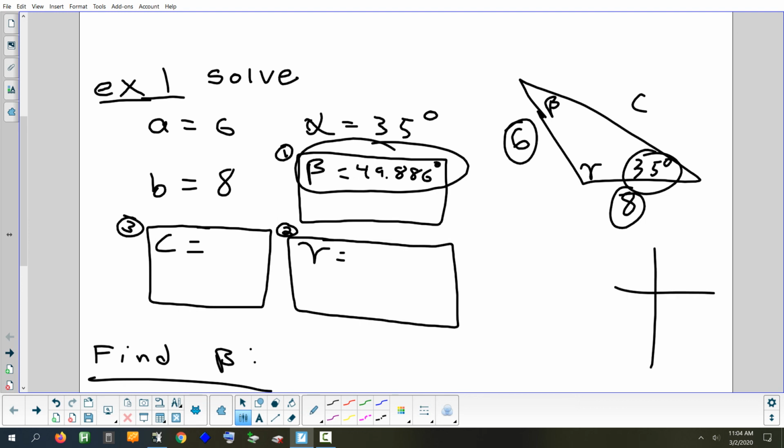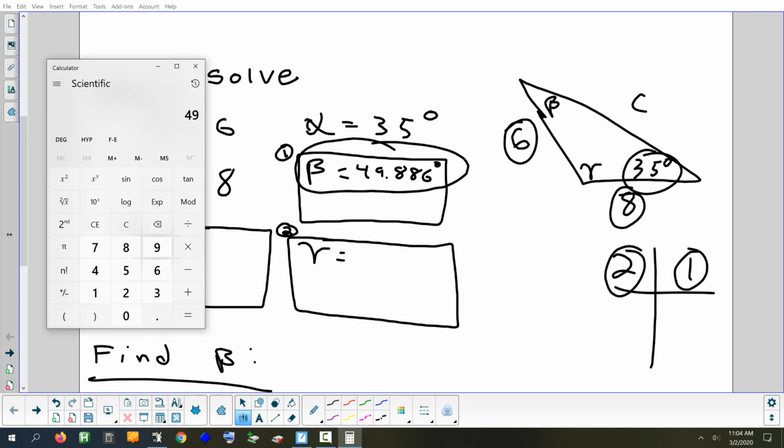So you're dealing with angles that are in quadrant 1 and quadrant 2. You just got quadrant 1. How do you get a quadrant 2 answer if you have the reference angle? 180 minus the reference angle. Yep, 180 minus the reference angle. So, I'll take it backwards. 180 minus 49.886 gives me 130.114.